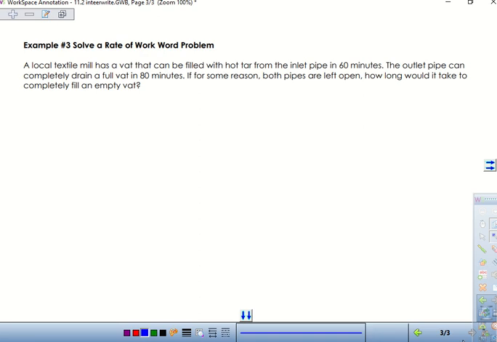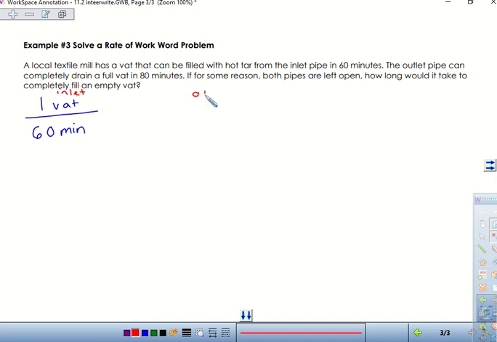So this one says, a local textile mill has a vat that can be filled with hot tar from an inlet pipeline in 60 minutes. So what they're saying is we can fill one vat every 60 minutes. That's what we call our rate. Okay, one vat every 60 minutes with that inlet pipeline. Okay, so this is the inlet one.